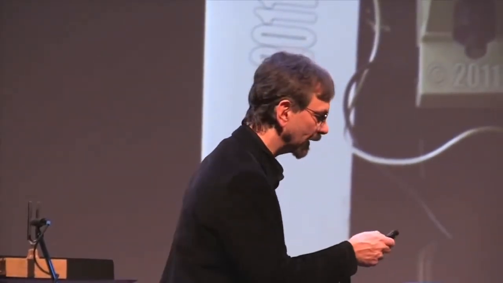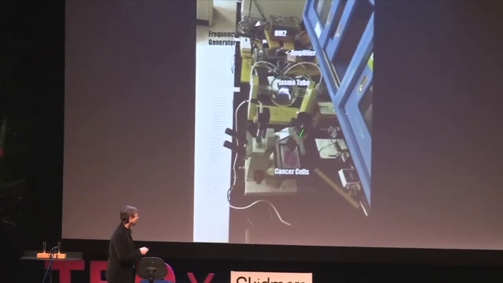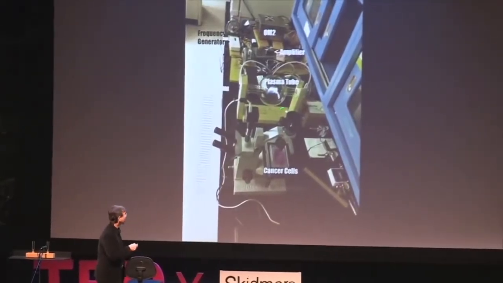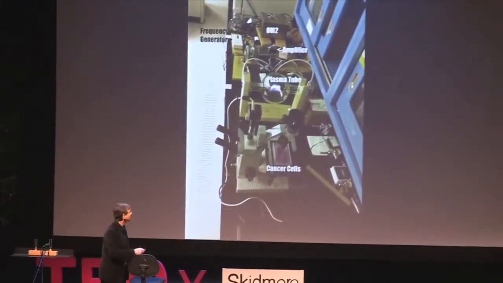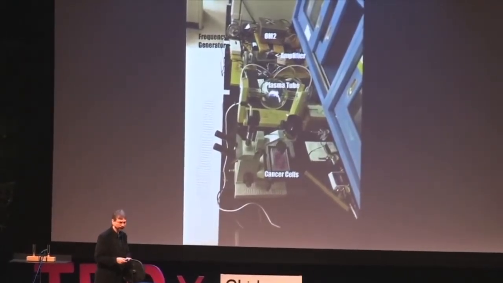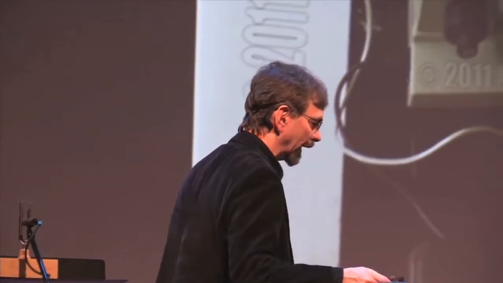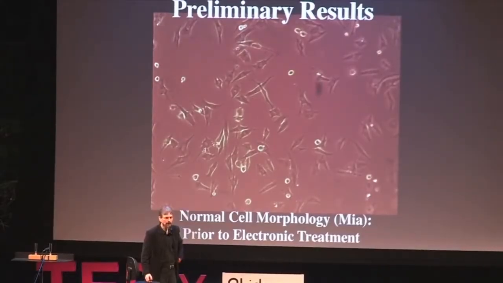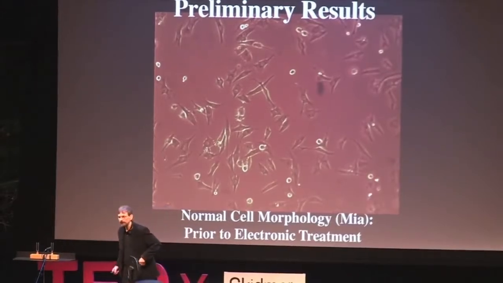This is our setup in the lab. You can see the microscope with cancer cells on it. Here's the plasma tube, and here's my little frequency control box. So first we attack pancreatic cancer. Take a good look at this slide, because the next one will look quite different.